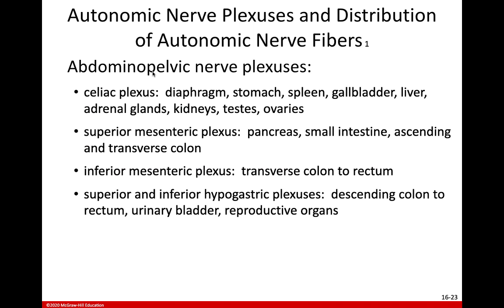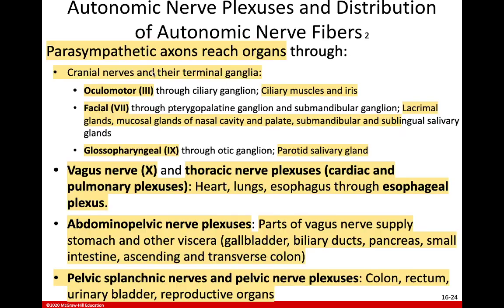Okay, so now let's look at the nerve plexuses that are involved in the parasympathetic division. First of all, the cranial nerves basically are going to extend directly to the organs that they are innervating. So, for example, your cranial nerve 3, your oculomotor nerve, is going to synapse in a terminal ganglion called the ciliary ganglion, and this controls muscles that are associated with the eye. Okay, the ciliary muscles are associated with the eye as well, the iris, and we'll talk more about that when we talk about the 5 senses.